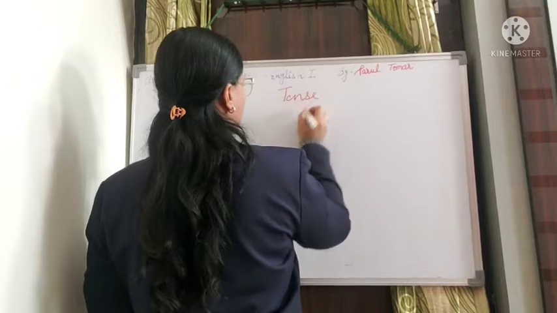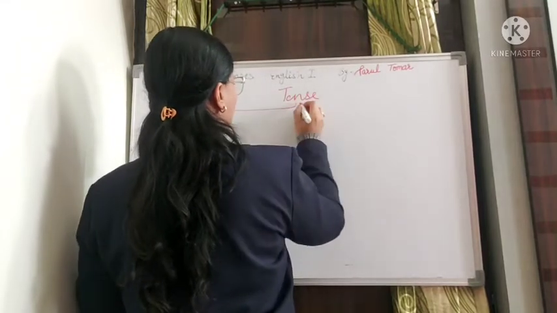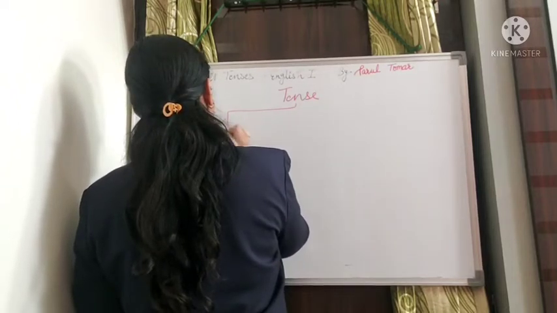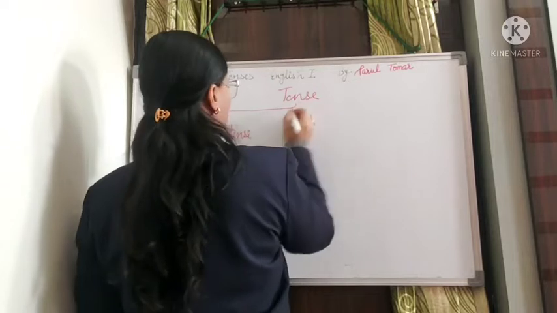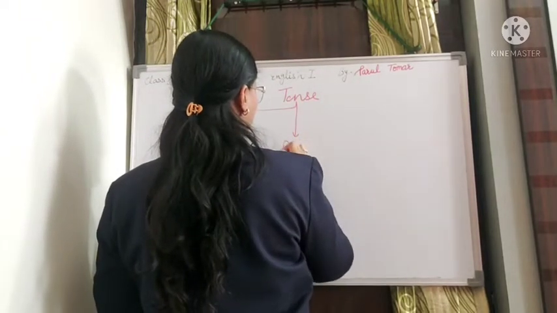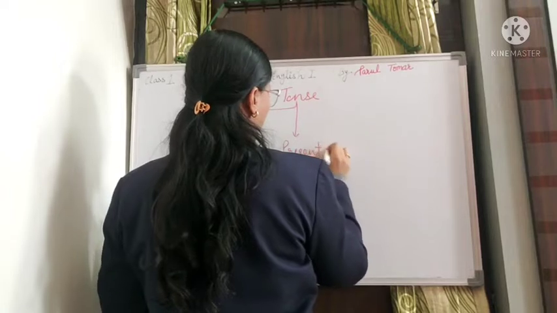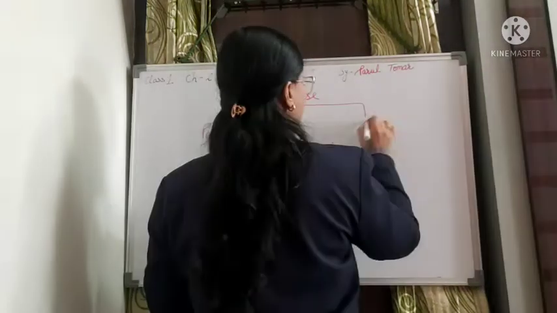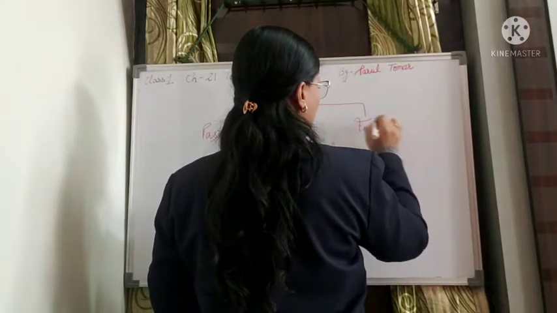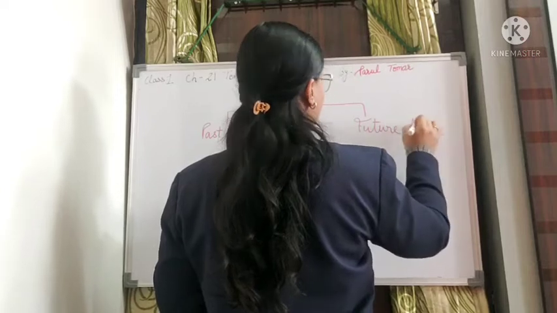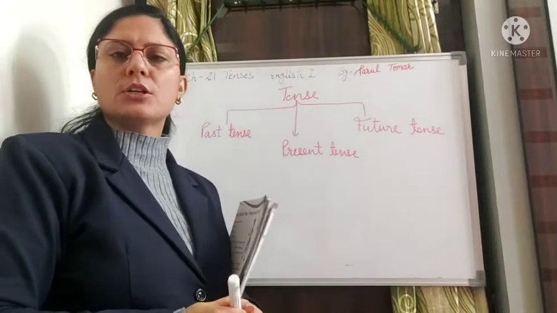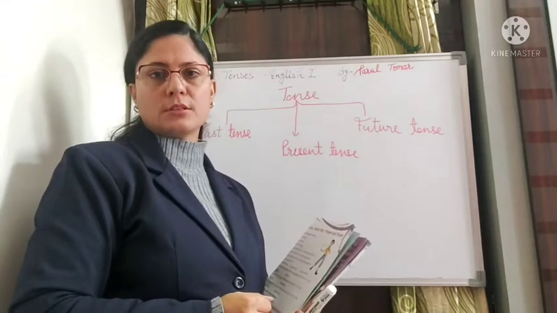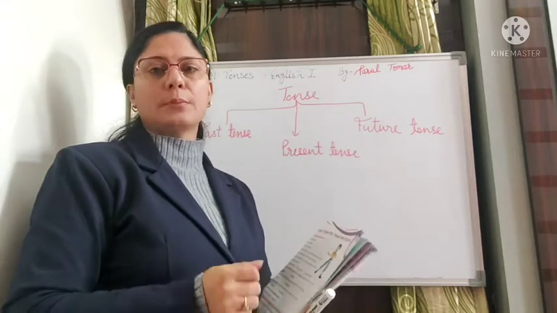This is tense. Now this tense has three parts. The first is past tense. The second is present tense. And the third tense is future tense. Now, how do we recognize which one is present tense, which one is past tense and which one is future tense? Well, let me tell you.